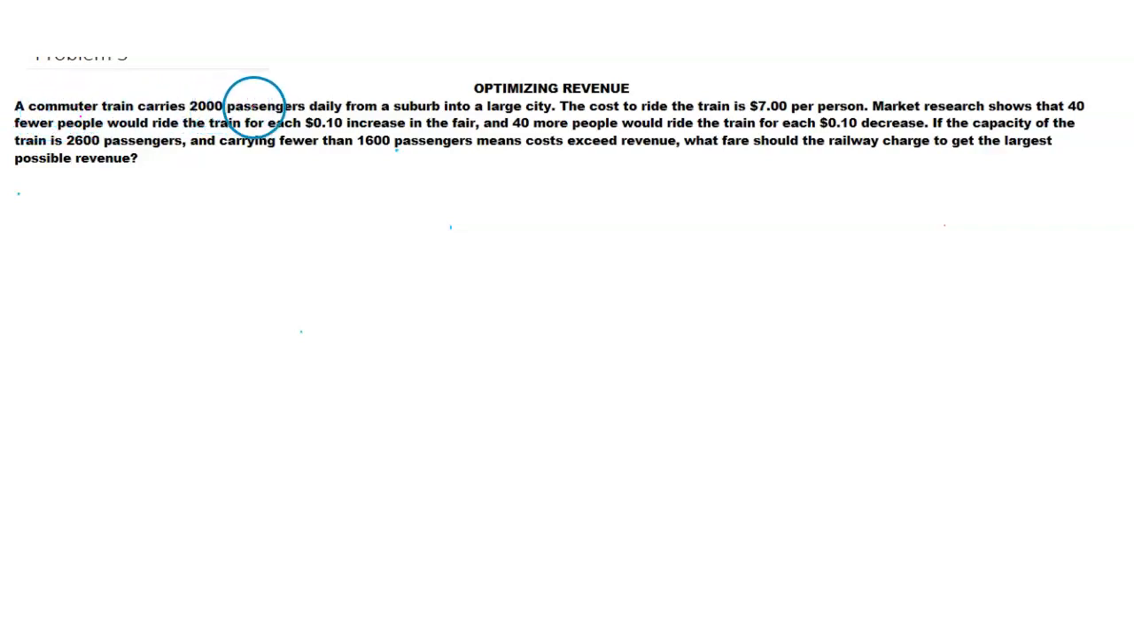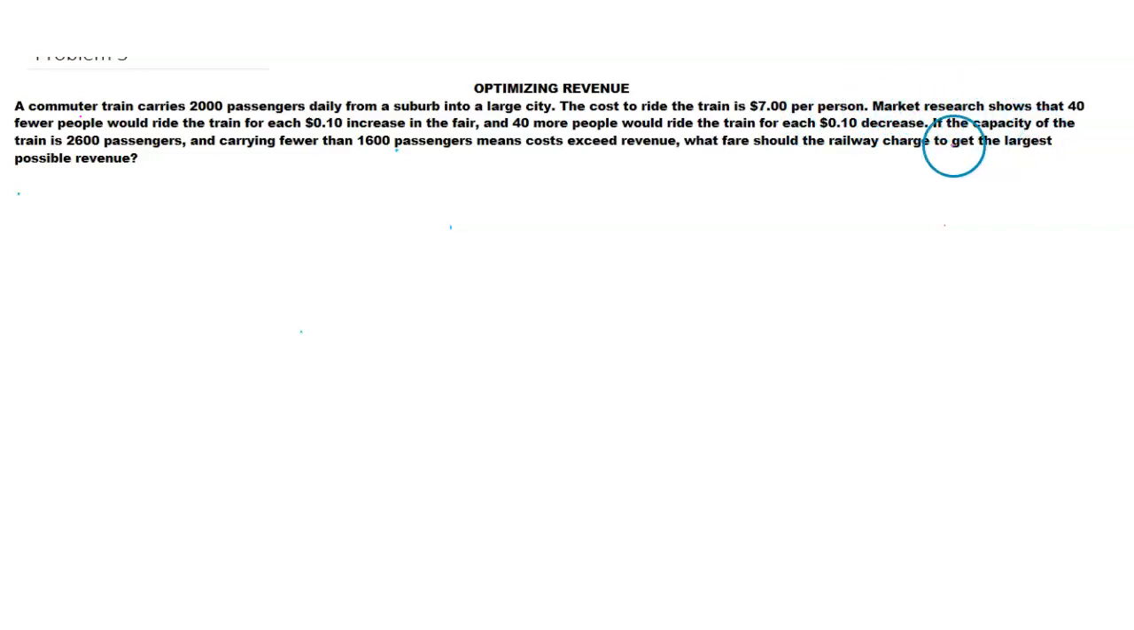A commuter train carries 2,000 passengers daily from a suburb into a large city. The cost to ride the train is $7 per person. Market research shows that 40 fewer people would ride the train for each 10 cents increase in the fare, and 40 more people would ride the train for each 10 cents decrease.